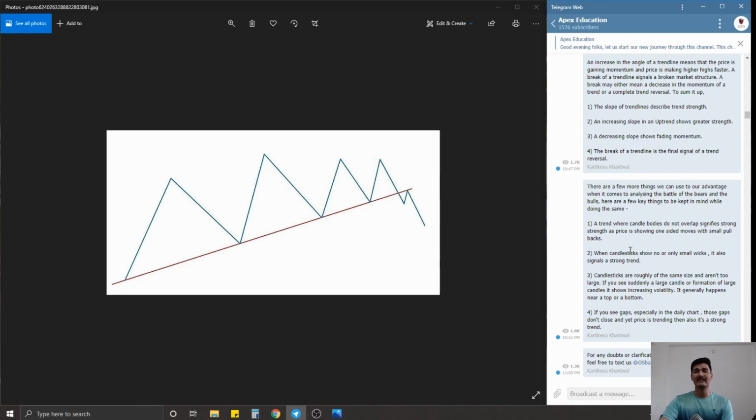Should have healthy ranged, moderate bodied candles. I'm not talking about complete marubozus, but they should also not be completely worthless dojis. It should be a healthy balance of both.